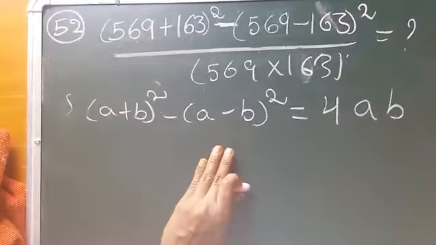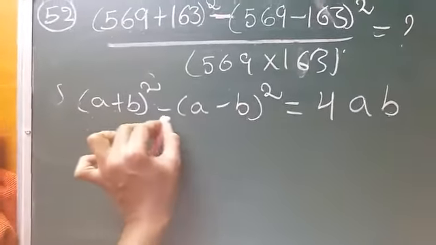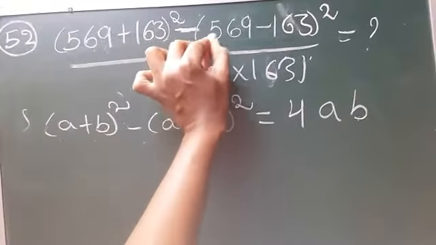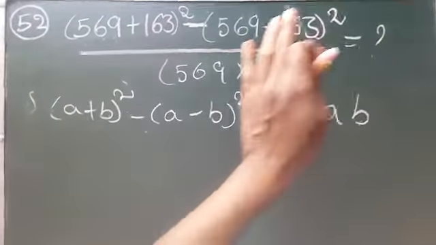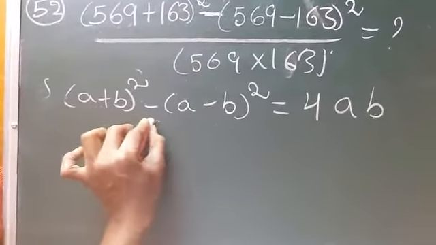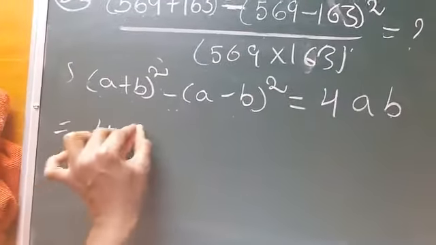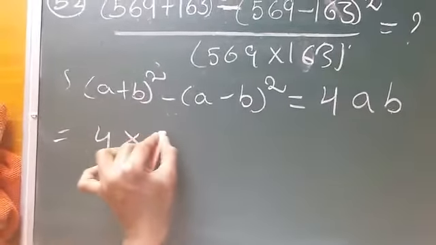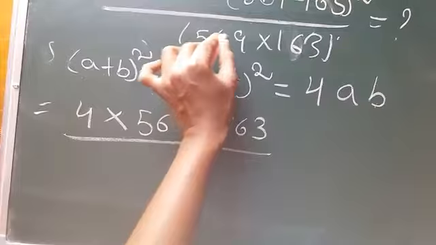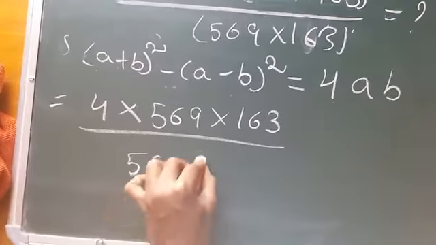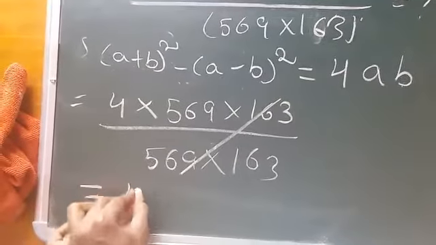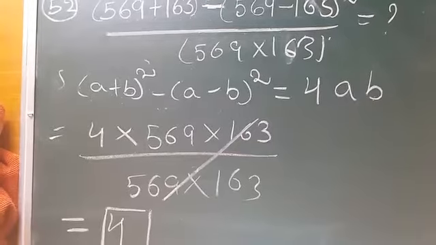If you compare this formula with the numerator, (a + b)² - (a - b)² is equal to (569 + 163)² - (569 - 163)². That means a is 569, b is 163. You can replace this with 4ab. So let us replace this with 4ab: 4 into a, that is 569, b is 163. In the denominator, what do you have? 569 into 163. Cancel these two. What do you have remaining? 4. This is the final answer for this question.